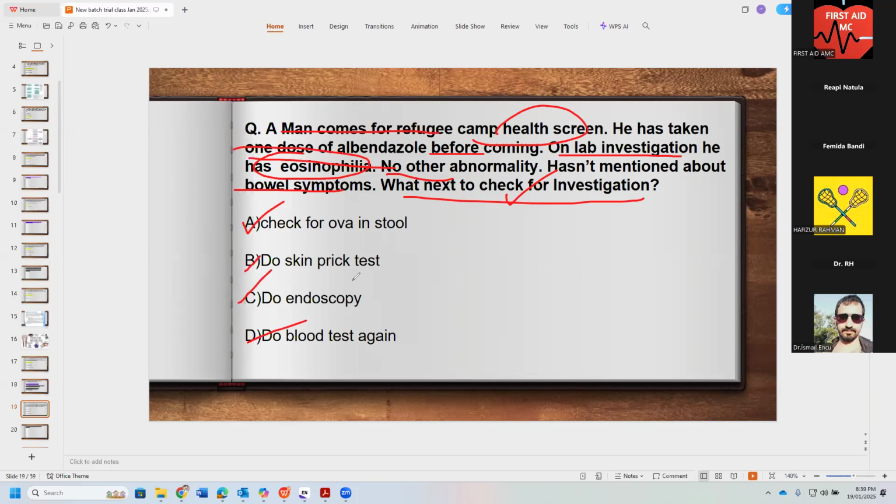So we know this is a patient who has immigrated and is coming to a refugee camp for a health screen, has eosinophilia, but has only had 1 dose of albendazole, which is an anti-parasite, before coming. He doesn't have any bowel symptoms yet, but lab investigation shows that he has eosinophilia. So we will check his stool for ova to make sure there is no parasitic infection. Very good, guys. Doing a blood test again will not give us more information.